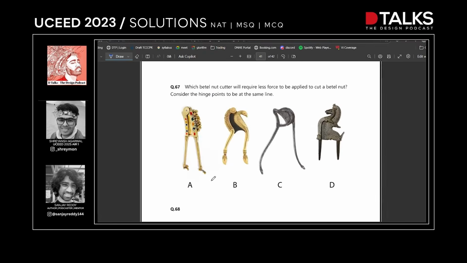Two more straightforward questions. Which betel nut cutter will require less force to be applied to cut a betel nut? Consider the hinge points to be at the same line. I mean, it's obvious, it's C, right? It's the least fancy one. So yes, it's option C. This one, like, the areas to put in the nut are not very good.